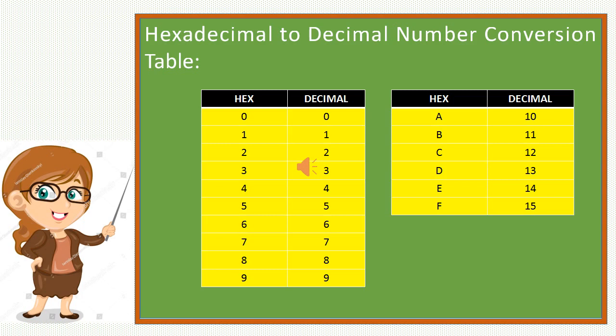A in hexadecimal is equal to 10 in decimal, B in hexadecimal is equal to 11 in decimal, C in hexadecimal is equal to 12 in decimal, D in hexadecimal is equal to 13 in decimal, E in hexadecimal is equal to 14 in decimal, and F in hexadecimal is equal to 15 in decimal. That is how we will use this table for conversion.